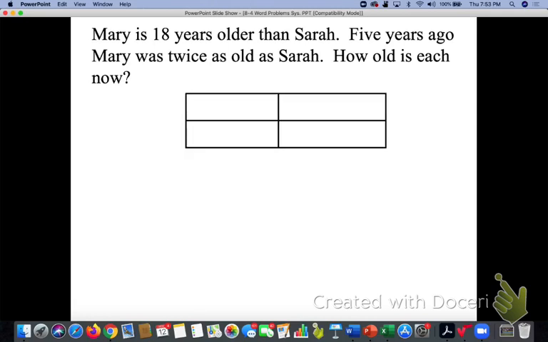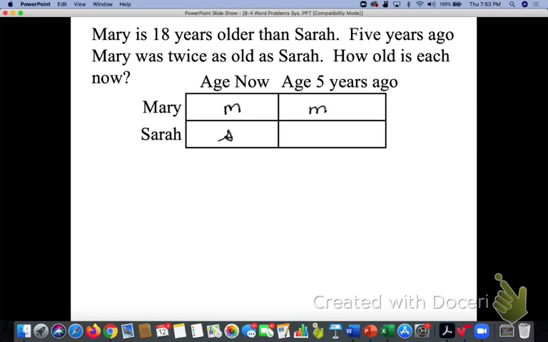So we're going to compare Mary and Sarah. And then in the top, we're talking about now, and then we're also talking about 5 years ago. So let's call Mary M and Sarah S. I use the handwritten S because otherwise it looks like a 5. And we're doing M minus 5 and S minus 5. And now we're ready to go.